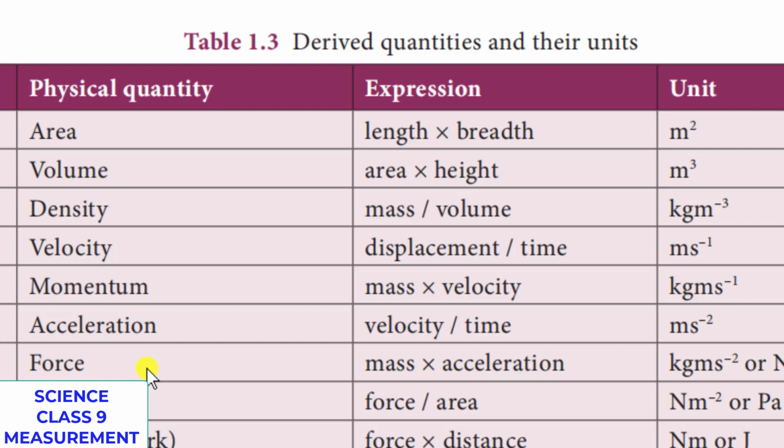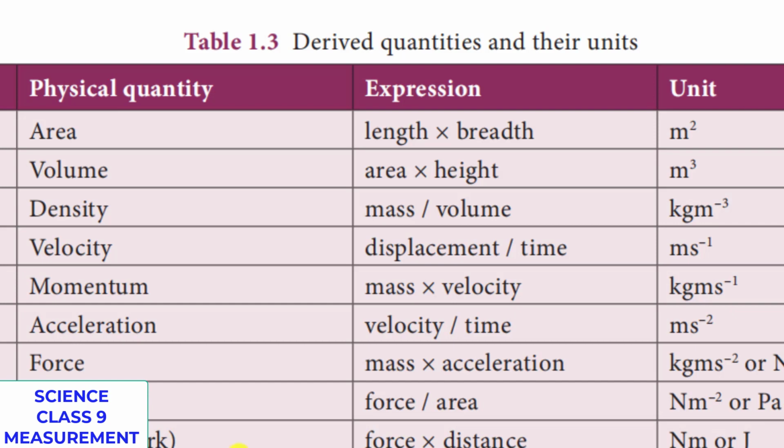Force is ma, that is mass into acceleration, kilogram meter second power minus 2 or Newton. Usually the unit of force is Newton, and hence it is N. Or else you can write it as kilogram meter second power minus 2. For pressure it is force per area, Newton meter power minus 2 or Newton per meter square. Generally, we are measuring pressure in Pascal, so it is Pa. It is the name of the scientist, and hence you have to use capital P and small a. That is the unit of pressure.